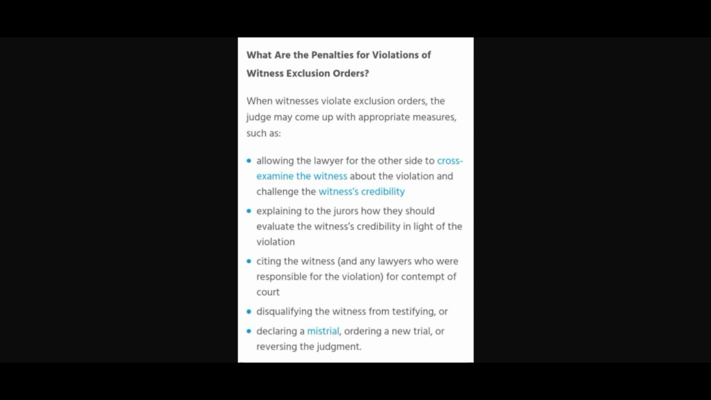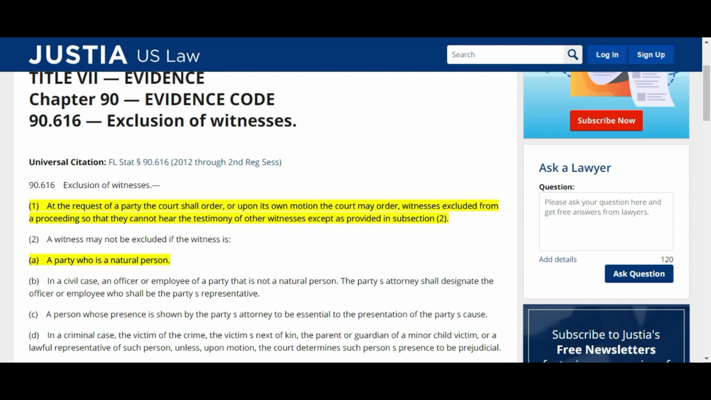So, what is a witness exclusion order? A witness exclusion order comes from Florida Statute 90.616, exclusion of witnesses. At the request of a party, the court shall order, or upon its own motion the court may order, witnesses excluded from a proceeding so that they cannot hear the testimony of other witnesses except as provided in subsection 2.